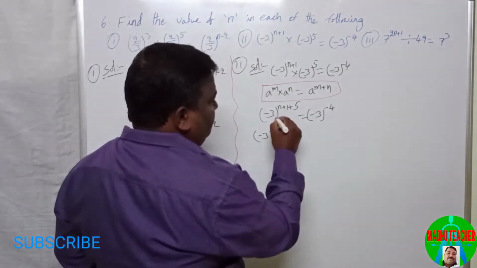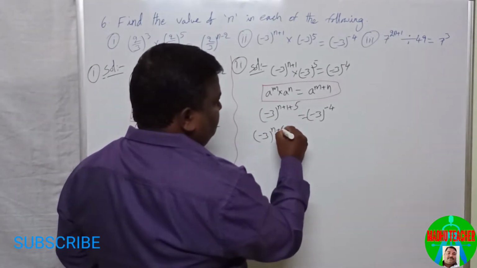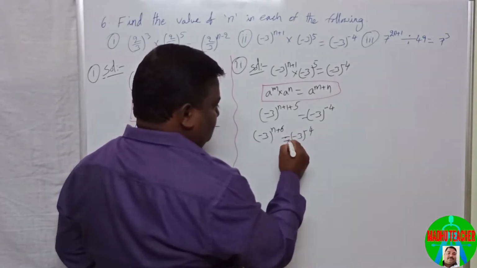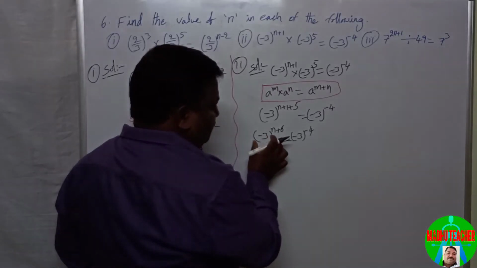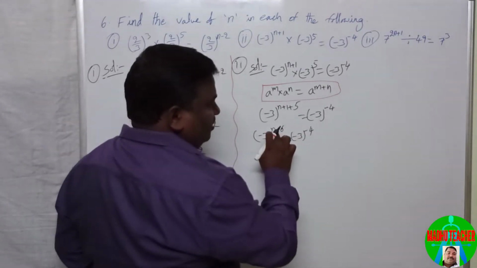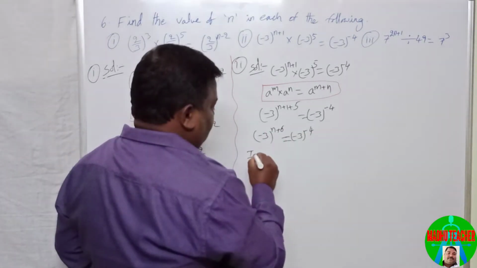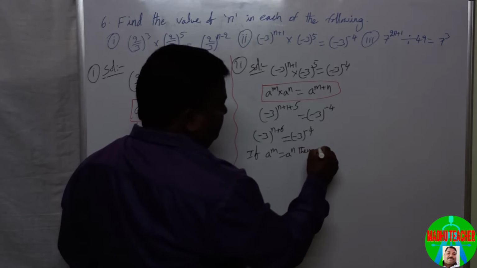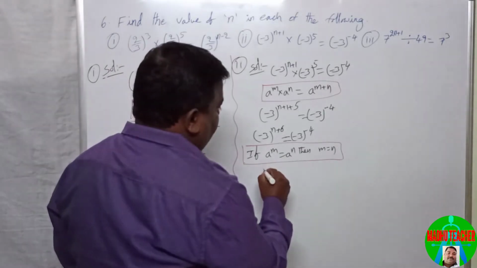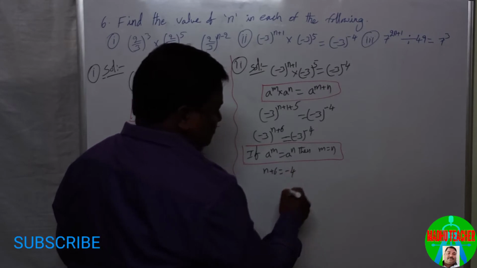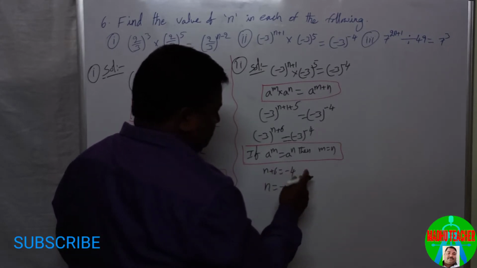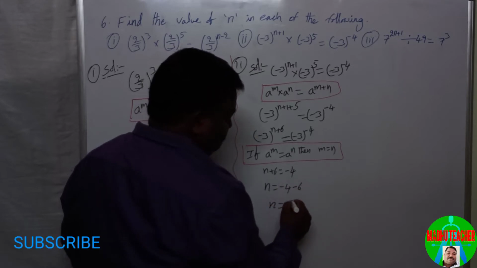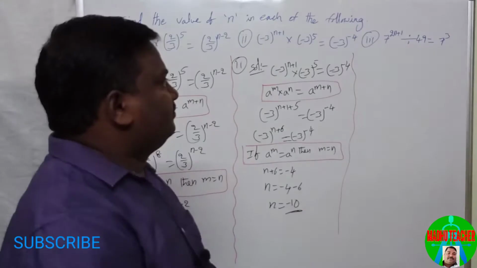Minus 3 to the power of n plus 1 plus 5 is 6, equal to minus 3 to the power of minus 4. So here, bases are equal, therefore the powers should be equal. What is the formula? If a to the power of m equals a to the power of n, then m equals n. Therefore n plus 6 equals minus 4. n equals minus 4, transposing to the right side, minus 6. Both have the same sign, so minus 10. 4 plus 6 is 10. Next, the third one.